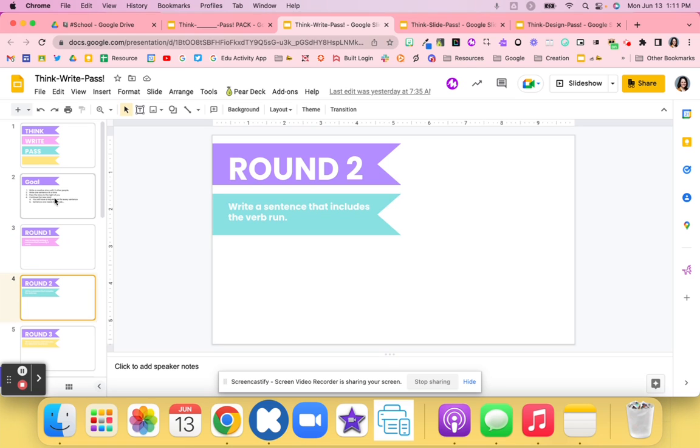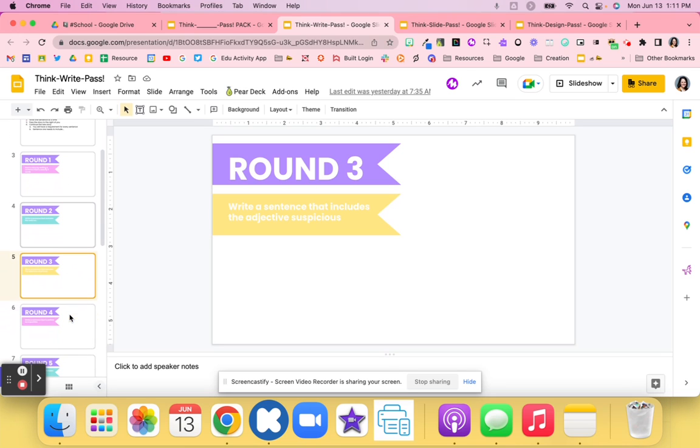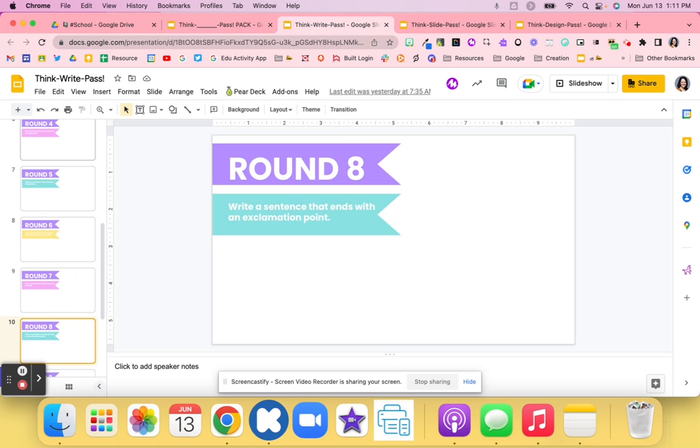So again, there's about 9 students in their group and they're going to all pass their stories around, and then they're going to go to round two and they're going to write a sentence that includes a verb, run. And then they're going to go on to their round three. They're going to write a sentence that includes an adjective, and then you can again use that word or change it. Round four, five, and they keep on going until the end of their story.